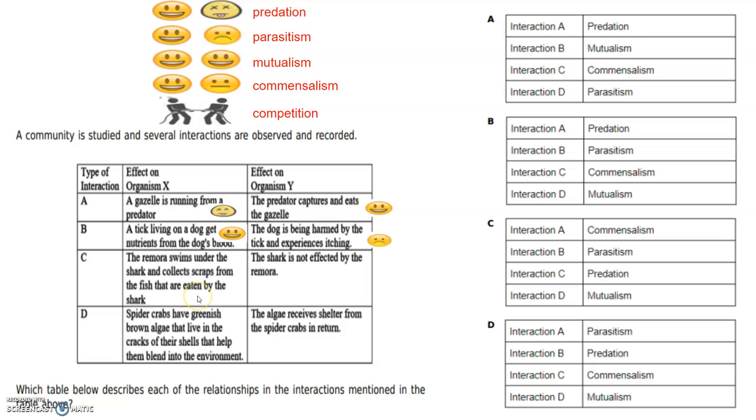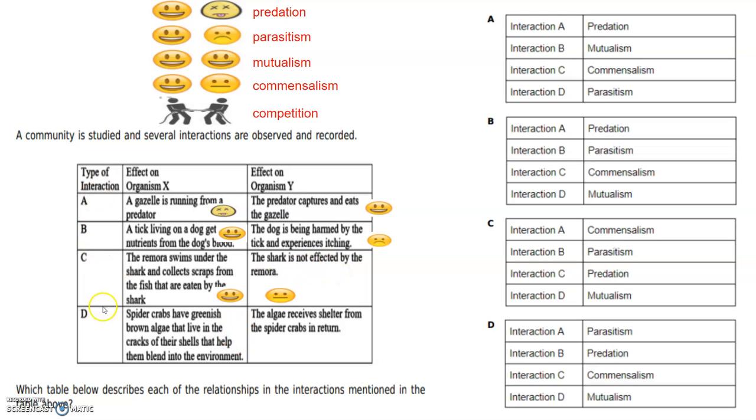Interaction C, the remora swims under the shark and collects scraps from the fish that are eaten by the shark. So for the remora, it's telling us that it's getting a meal. It's eating something, so that's going to be good. The shark is not affected by the remora. So that's going to be just a straight face right across. It's not being helped, it's not harmed, it's just kind of there. It doesn't care, it's not affected.